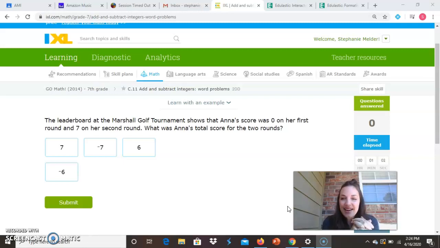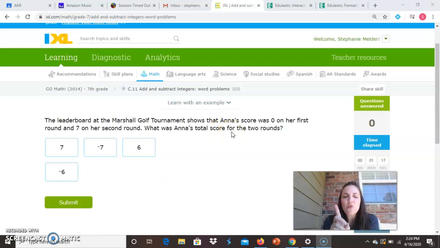And today I'm going to start with our IXL assignment. So we're specifically going to be working with addition and subtraction, integer operations. So let's take a look at our first word problem.